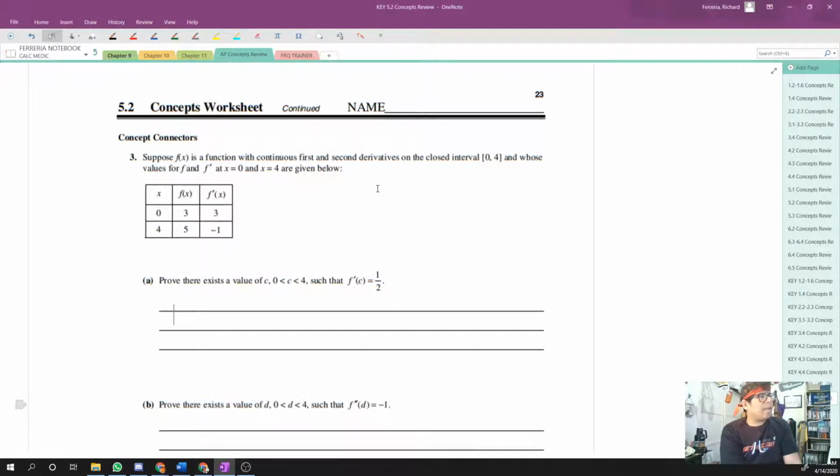So letter A, prove that there exists a value C between 0 and 4 such that f prime of C equals 1/2. And as I'm reading that one, that sounds a lot like the setup for a mean value theorem. So you should kind of train yourself to recognize the way that that's being said. We're trying to prove that the derivative is equal to a number, and that number isn't 0. We're given a continuous function. So that means that we should be able to use mean value theorem.